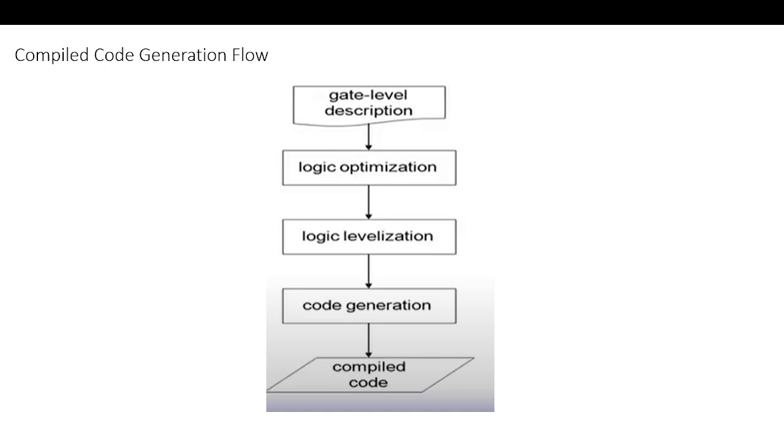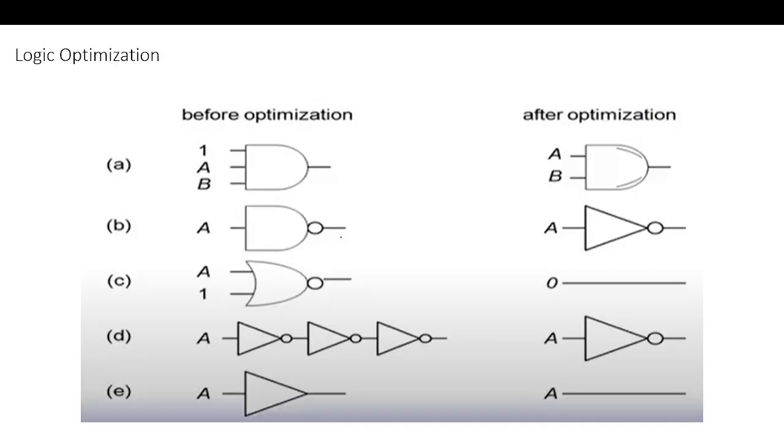In the compiled code flow, we perform the optimization of the logic and levelization, then we generate the machine code, and then we perform the compiled code simulation. We will see these briefly.